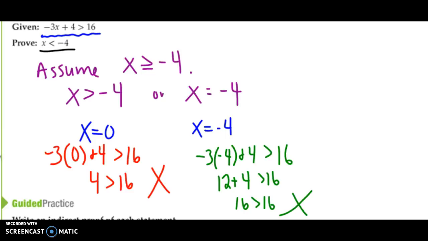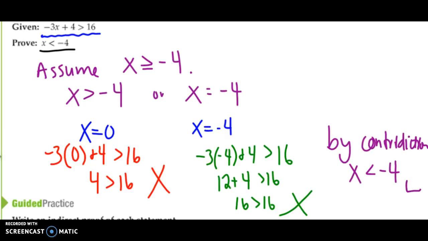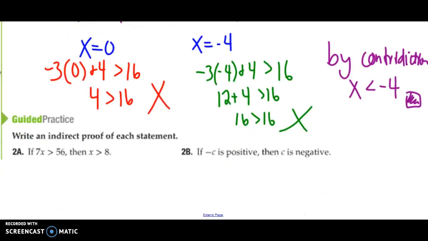So, by contradiction, it must be true that x is less than negative 4. So you'd write, by contradiction, x is less than negative 4. And if you want to box it so you know it's done, you sure can.